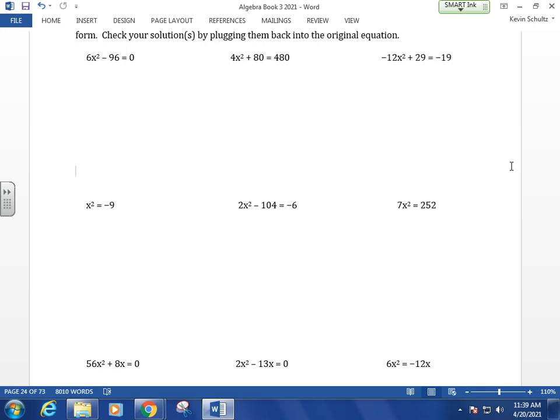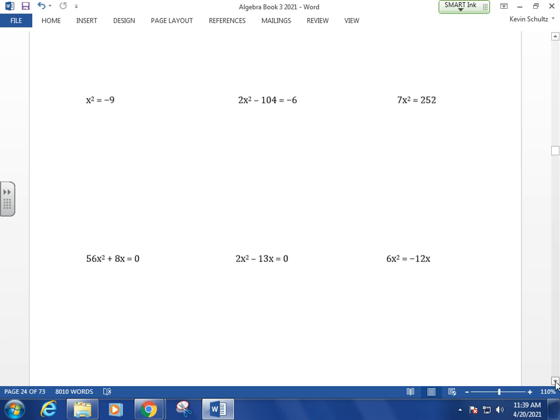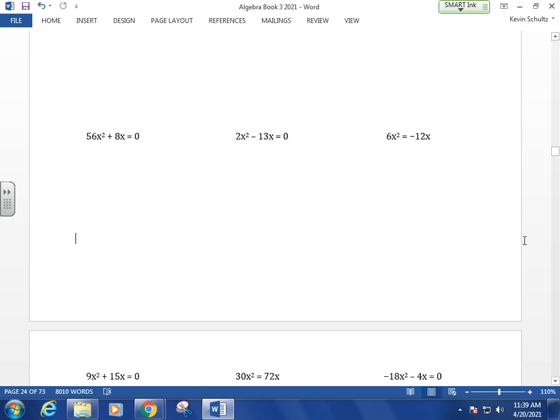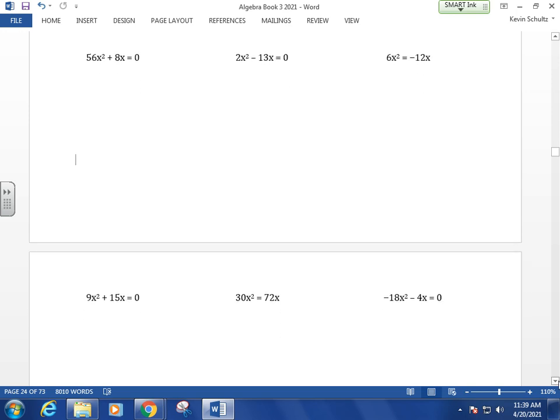So 3 of the first 6, and then down below here where you see there's no c term, you have just the x squared and the x term. The next batch of 6, pick 3 of those. So 6 total, 3 from the first set of 6, 3 from the second set of 6, your choice. You do need to show your work. So turn off the microphone. Do need to show your work here. Okay?